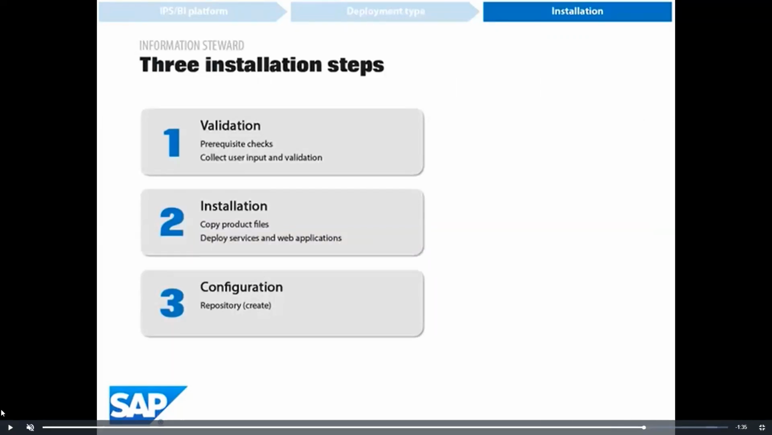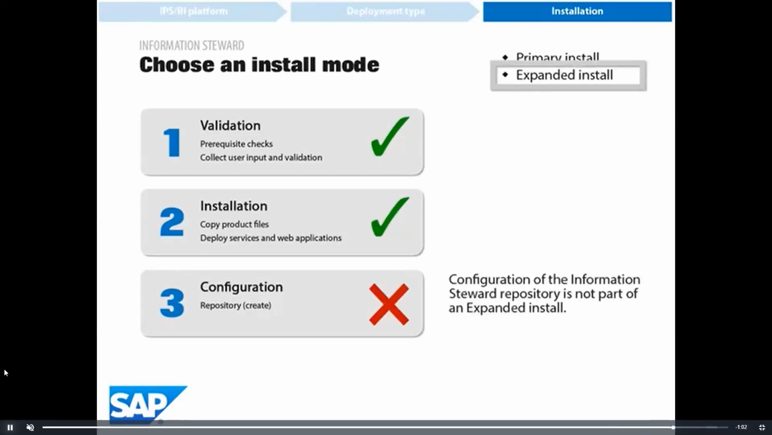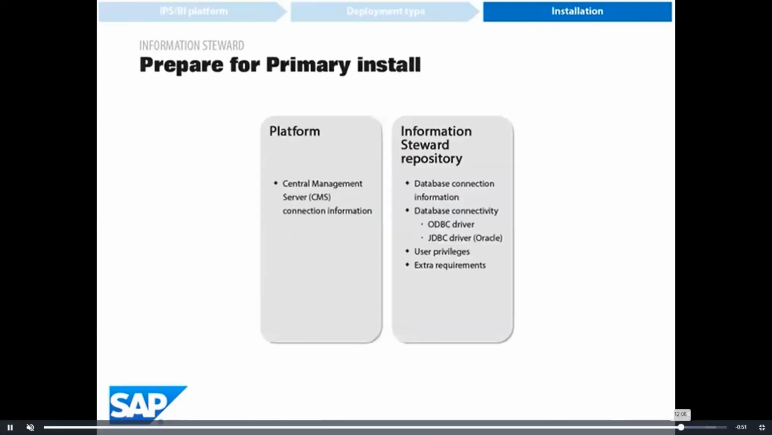And then here it is just the configuration of a repository, because the job server has already been available in the BODS. The repository is configured during the first installation. And for the expanded installation, when you're doing it for the second time, the repository is not required. We can use the already available one.